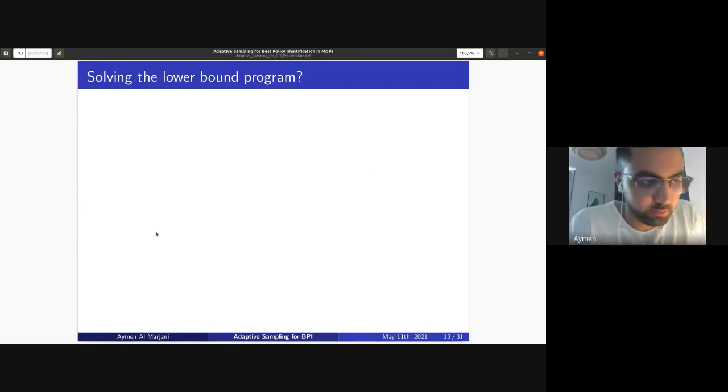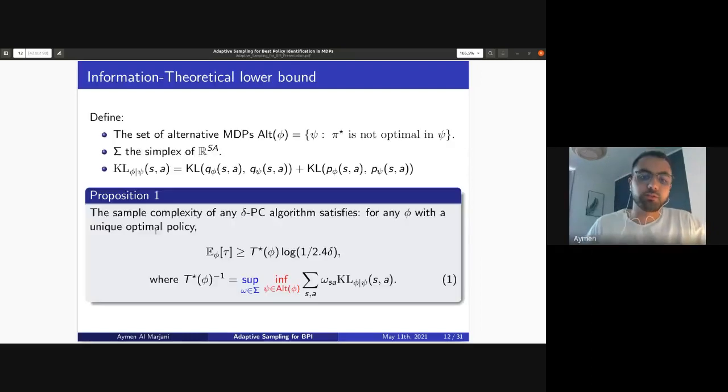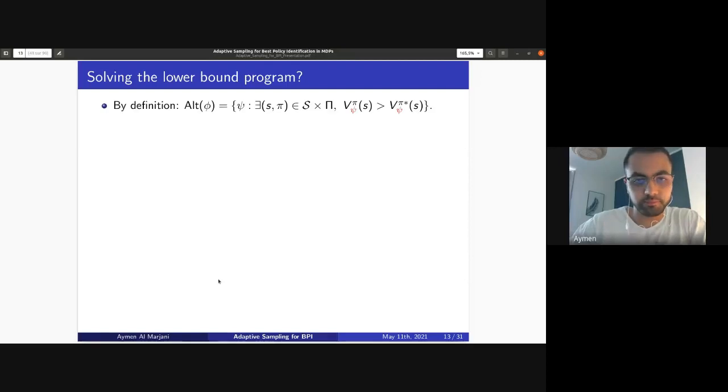So yeah, the first intuition is to try to solve the lower bound program here in order to get what's an optimal, probably delta-correct, sampling strategy, and then maybe you can come up with algorithms to track or to achieve this lower bound. So for starters, the set of alternative instances is by definition all instances psi such that there exists a state S and a policy pi where the value of this policy pi becomes larger than the value of pi star. This is just the definition of alternative instances.